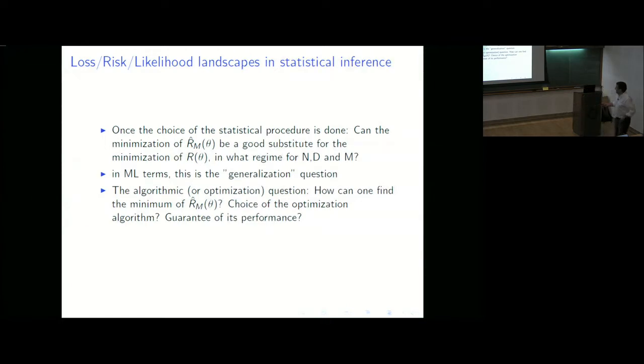And then, of course, you have the algorithmic or optimization question. How can one find the minimum of this, right? It's easy to say minimize, but how can you find it? So you have to choose the algorithm, of course, and then maybe find a guarantee, because I'm a mathematician trying to find a guarantee of the performance. And you have many choices of algorithms. Of course, in machine learning terms, this is the training question. Okay, so we've seen the three questions: the Shannon type question, the information theory, then the statistical procedure choice, the generalization question, and then the training question.